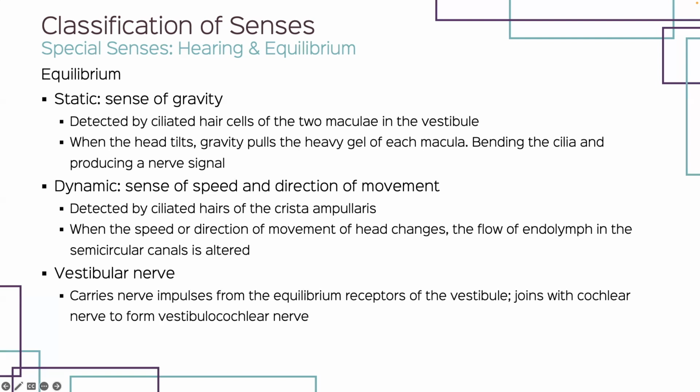Nerves from mechanoreceptors in the vestibule join those from the semicircular canals to form the vestibular nerve. The vestibular nerve will then join with the cochlear nerve to form the vestibulocochlear nerve. Eventually, the nerve impulses passing through this nerve will reach the cerebellum and the medulla, and then ultimately they will reach the cerebral cortex.